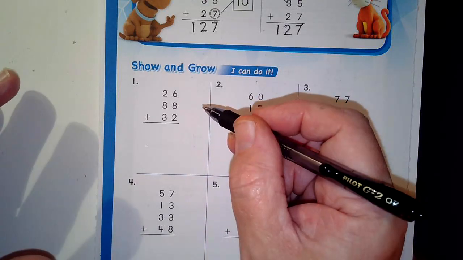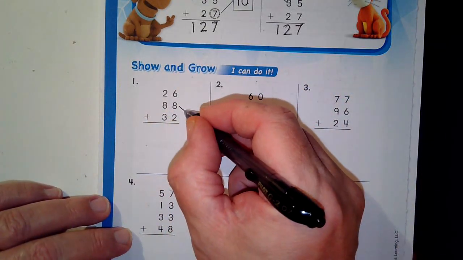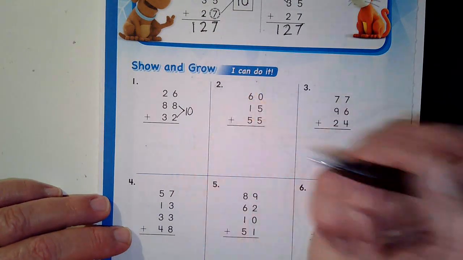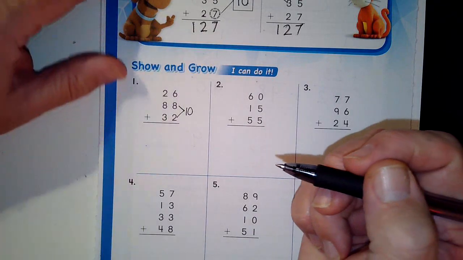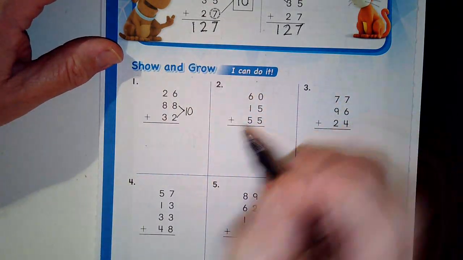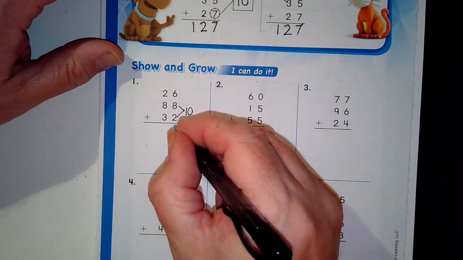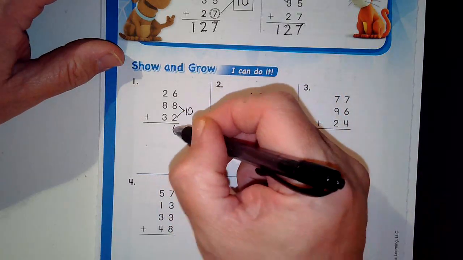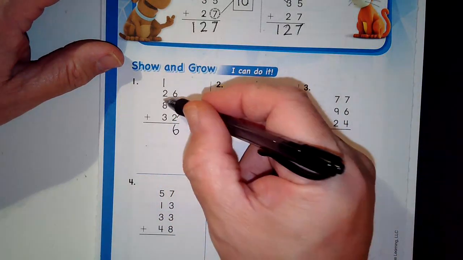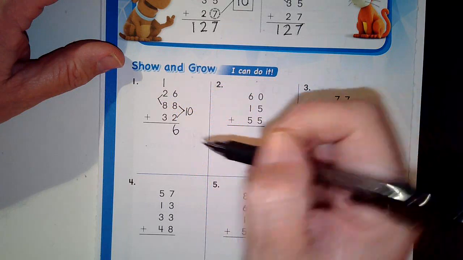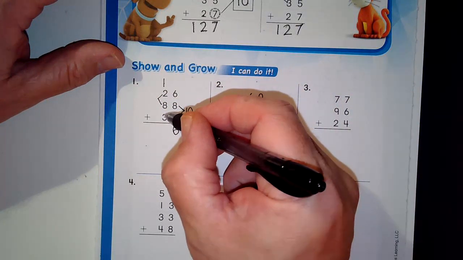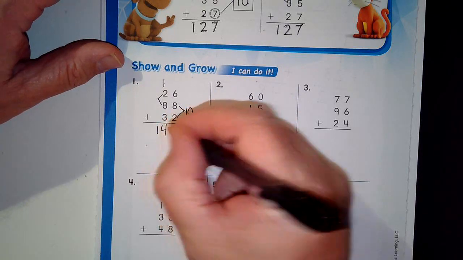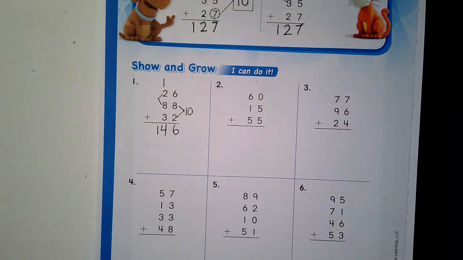Plus 8 is 16. Or 8 plus 2 makes a 10. I personally like to look for 10s because 10s are nice and easy to add to. 10 plus 6 is 16. The 1 comes up here. Then over here I have 8 plus 2 is 10. Plus 1 is 11. Plus 3 is 14. Okay, let's keep going.